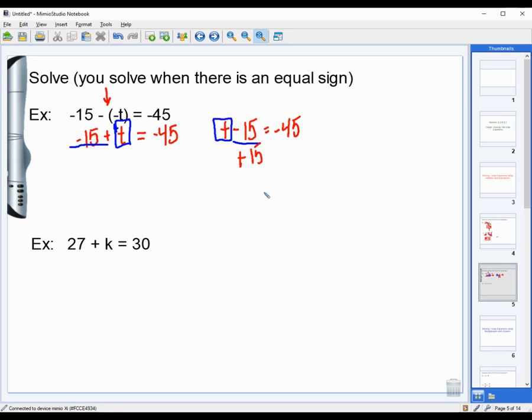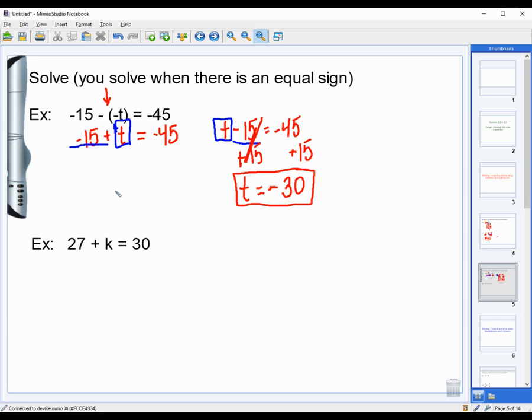Okay, and again, just like the last page, whatever you do to one side, you have to do to the other side. So we are also going to add 15 to the right side. Okay, so now these will cancel. We are just going to be left with t, and we can say that t is equal to negative 30.